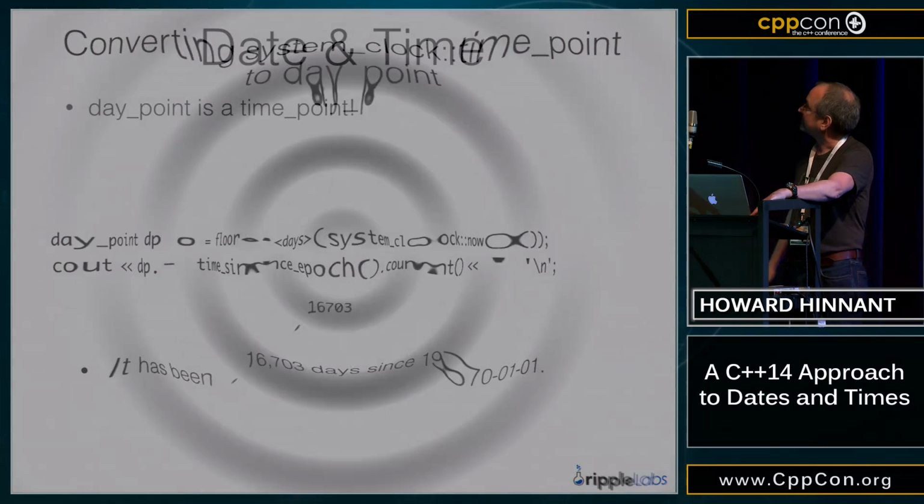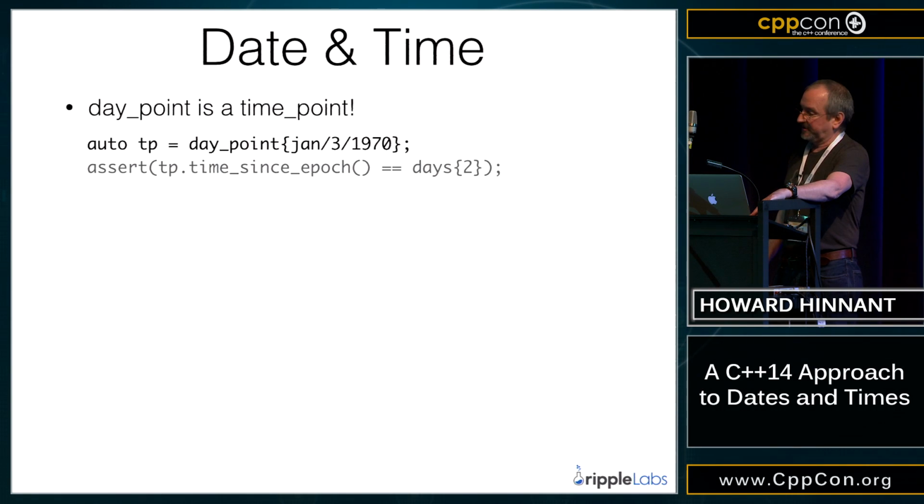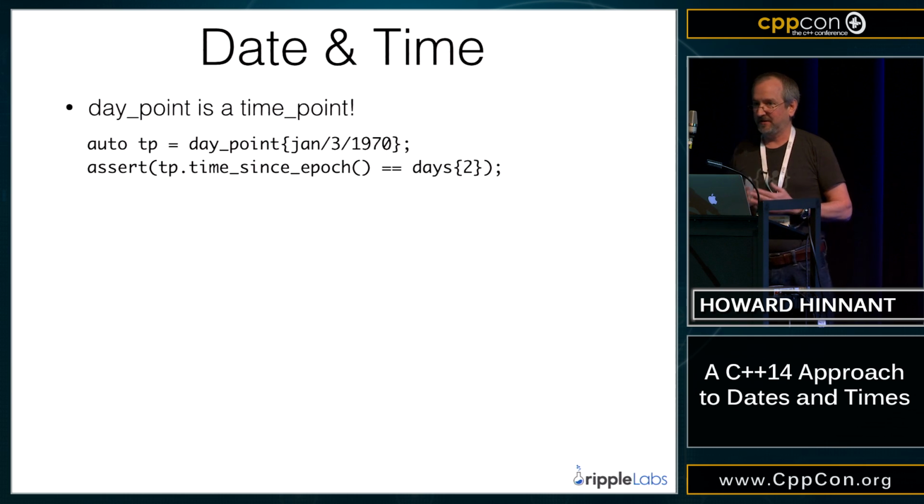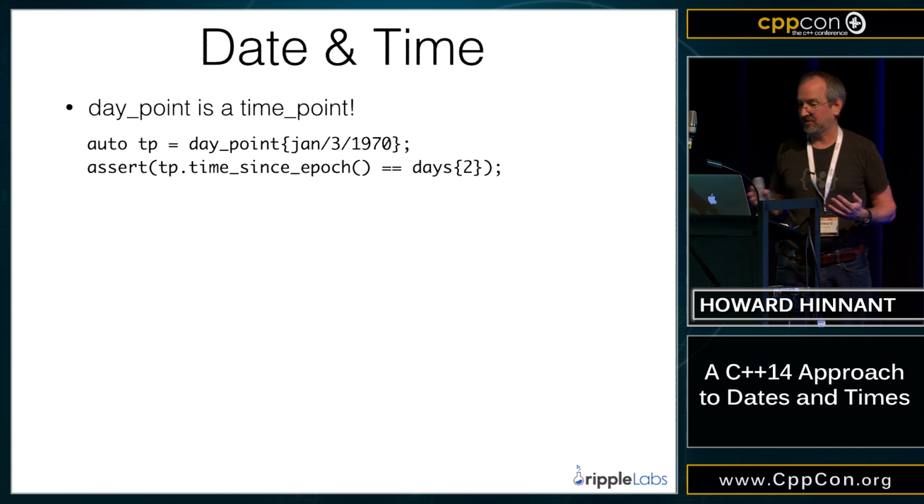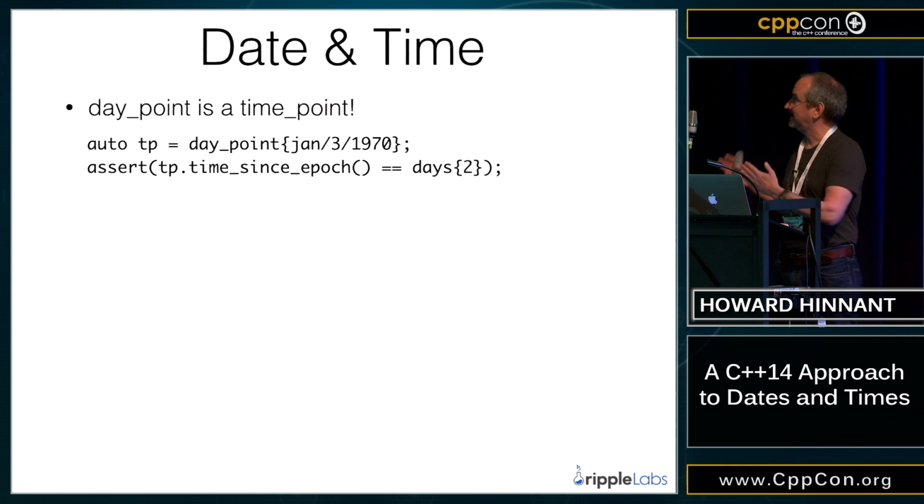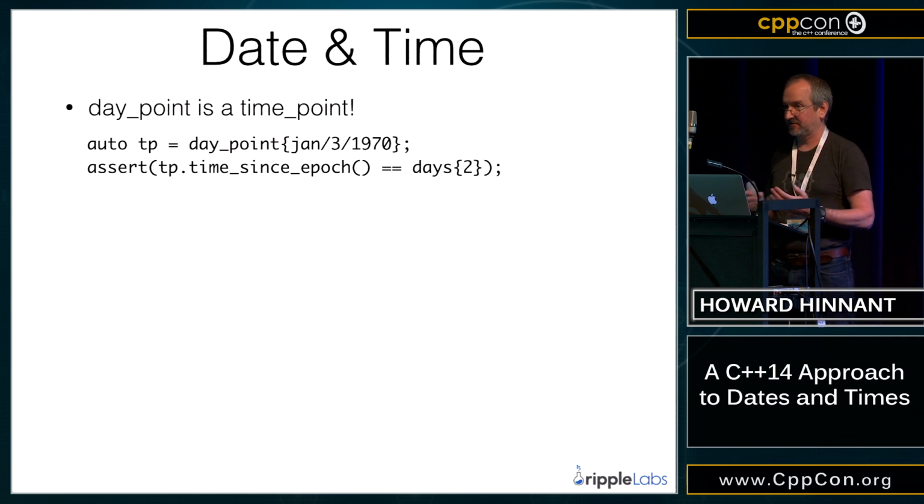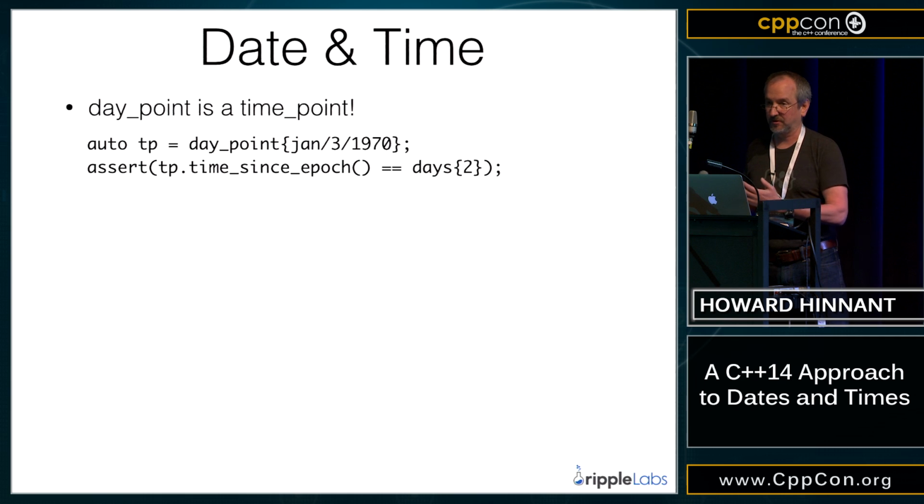So how do we deal with dates and times? Well, it turns out that you've already got in your standard library a wonderful DateTime type, and it's called system_clock::time_point. And day_point is just another version of system_clock::time_point. So I'm going to leverage all of this out of the chrono library to just glue all this calendrical stuff and date time stuff together.